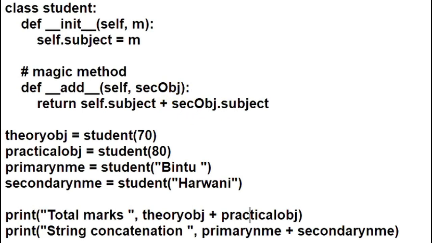Practical obj will be assigned to the sec obj, and what you are doing inside this function is adding the subject attribute of the object which has invoked this plus operator. Theory obj has invoked this plus operator, so the subject of this theory obj, which is 70, will be added with the subject of the sec obj, that is of the practical obj, that is it will be added with 80. The addition of 70 and 80 will be returned and displayed, so you get the output 150. So you have added two objects.